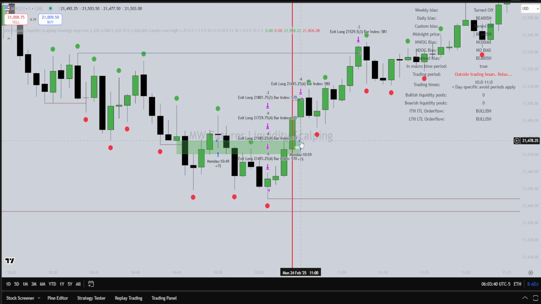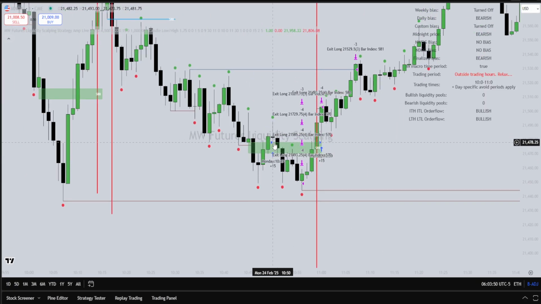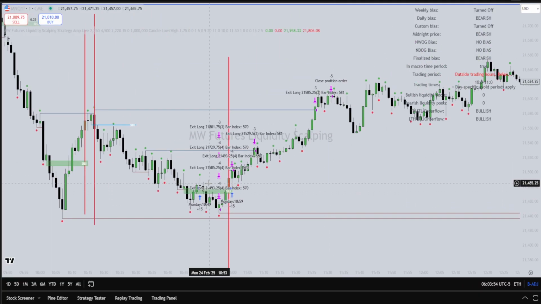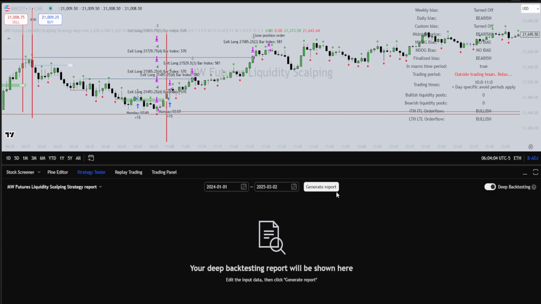Then we enter once more here. That's interesting. This trade would have been solid, but we get taken out and we get entered here. I think I will just take this loss as it is. I want to see what the current results are.